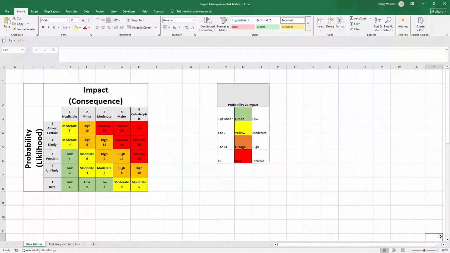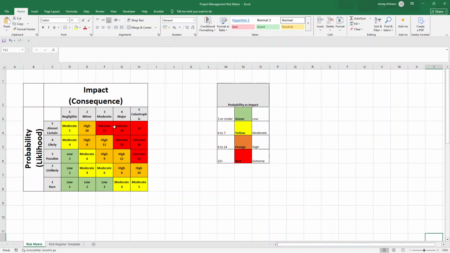The risk matrix, one of the simplest yet most effective tools for managing project risks. But how do you create one? And more importantly, how do you use it? Well, in today's video, we will be uncovering all. So first and foremost, what exactly is a risk matrix?